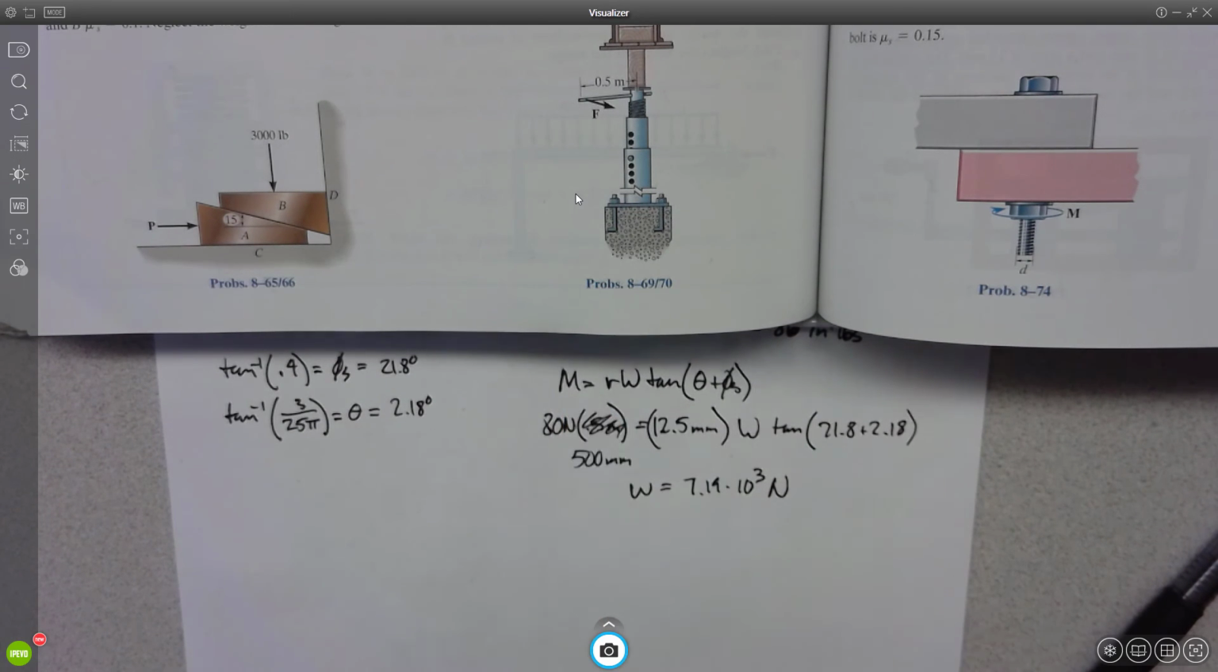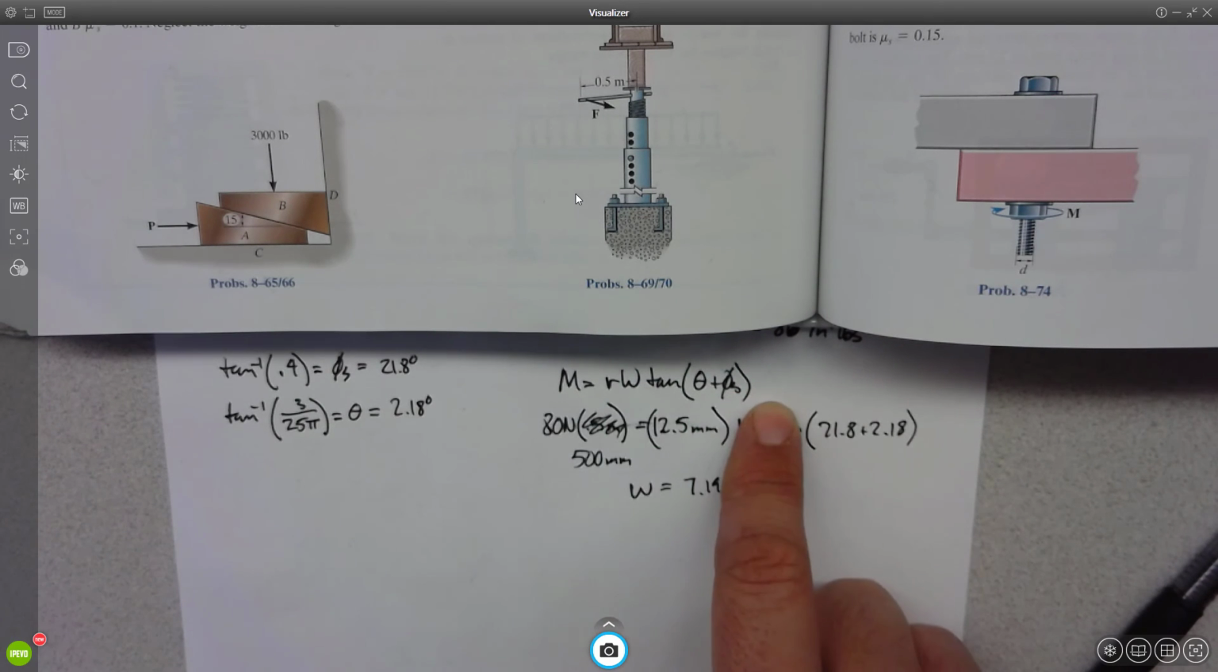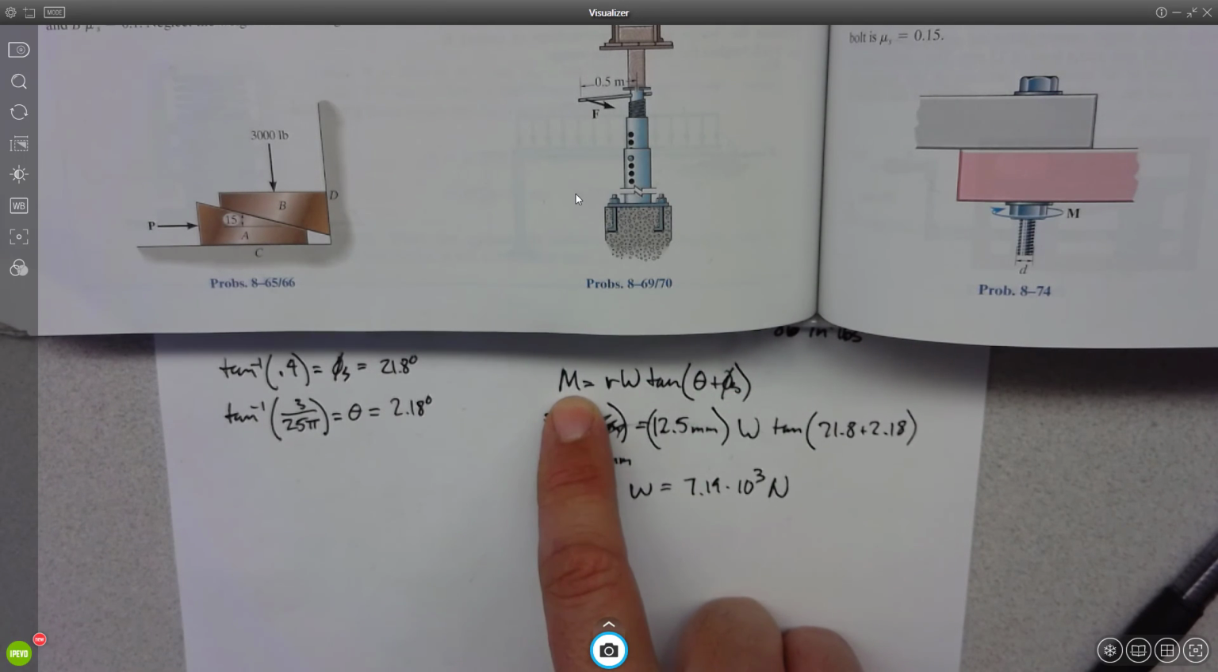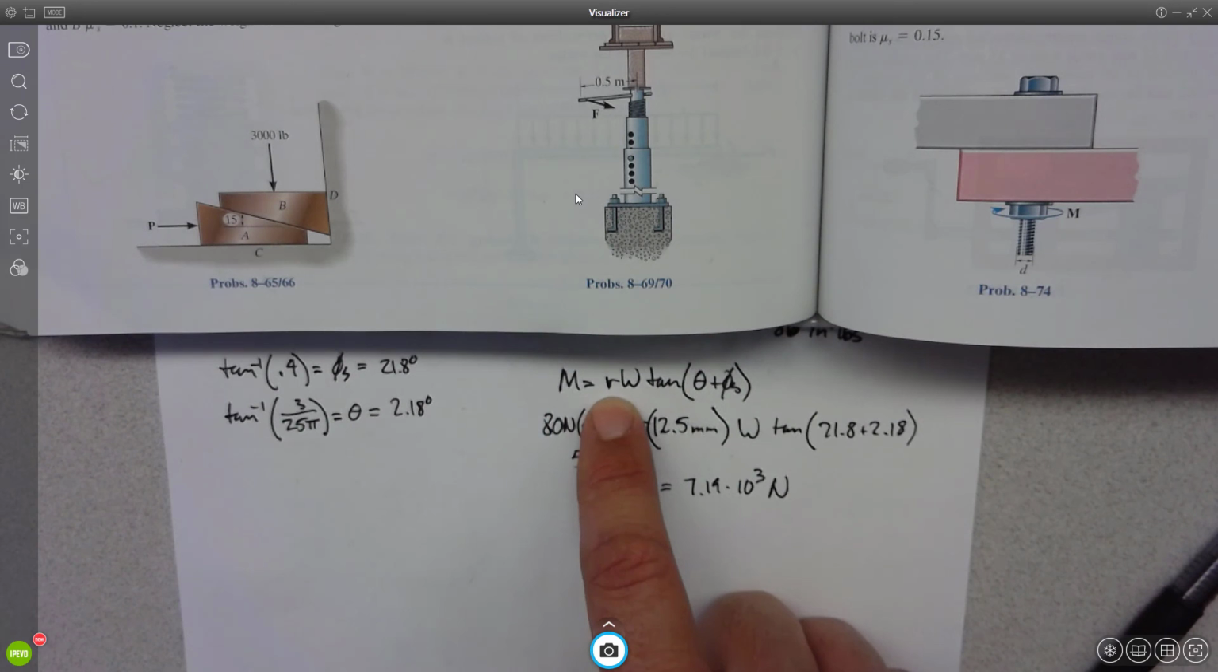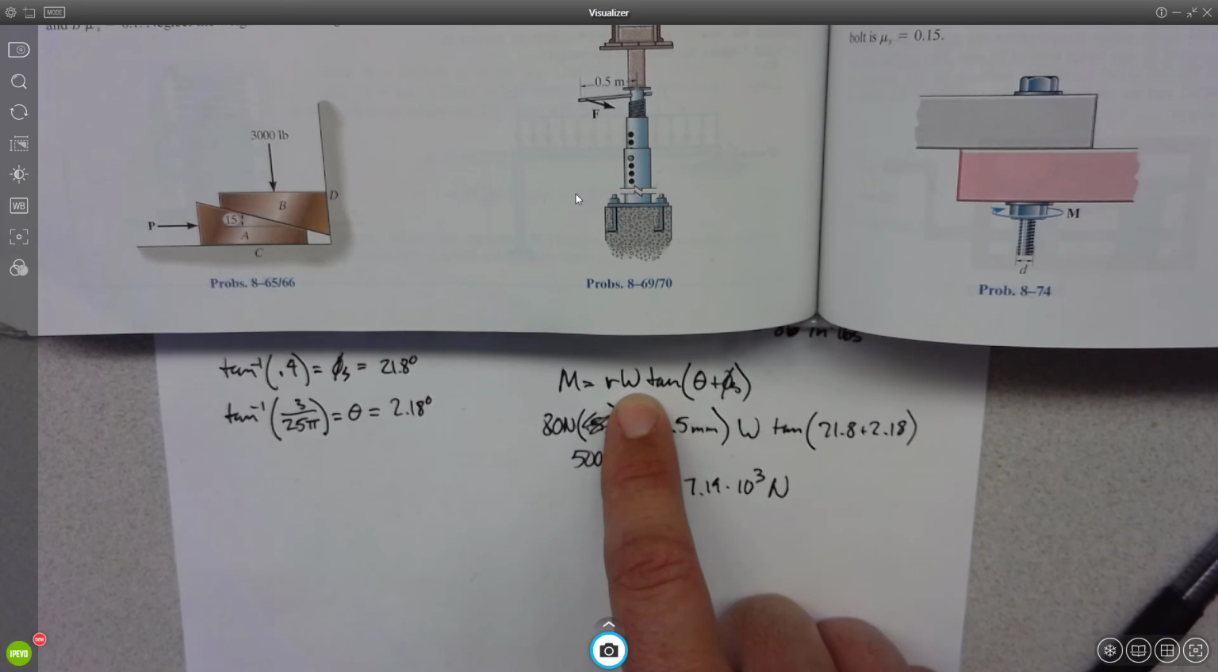So we're out of time, but let's go back through this. What is M in this equation? It's the moment applied to the screw. So M is the amount of twist you're putting on the screw. Okay, what's R? Radius of the screw. Okay, what's W? It's the weight of the thing that you're moving with the screw, or the smashing force. It's the force along the axis of the screw.